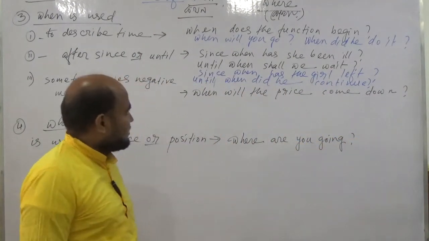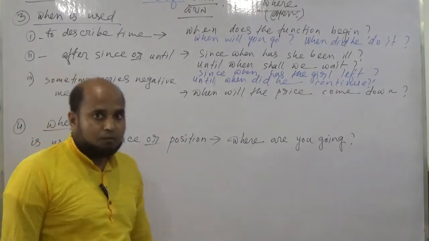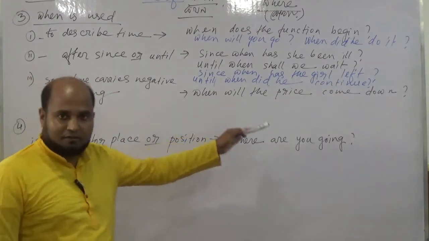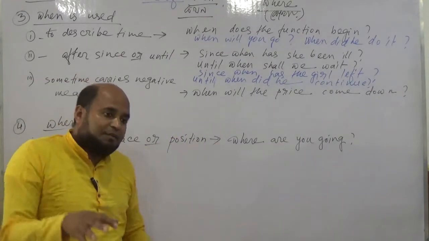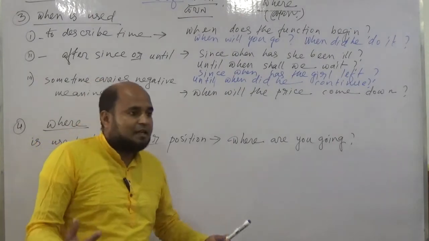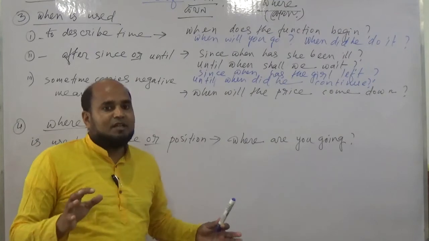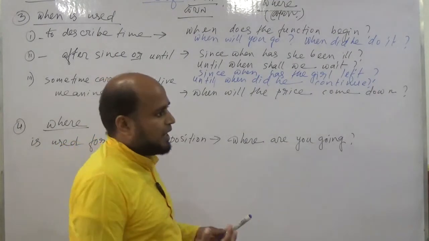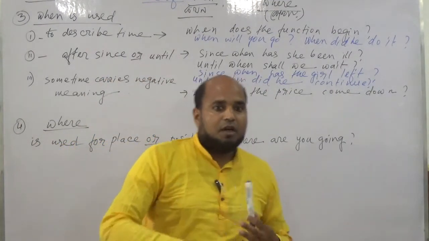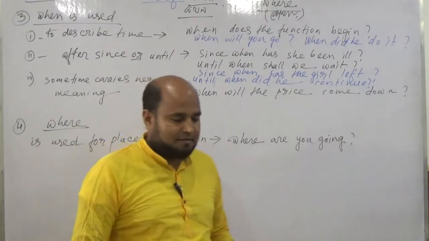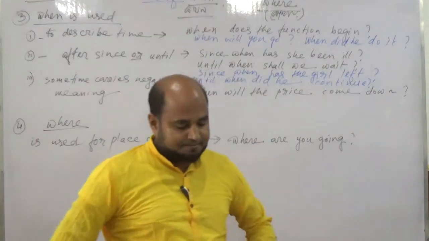Suppose, when will the price come down? When will the price come down? We know very clearly that the price of anything never will come down. Maximum price will go higher and higher, not decrease.